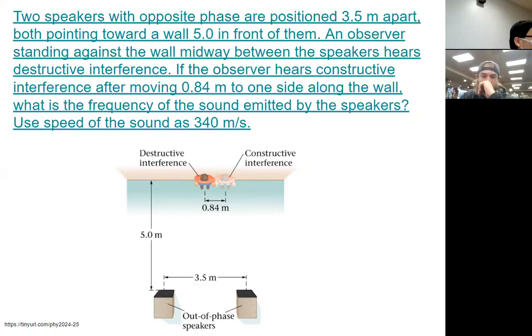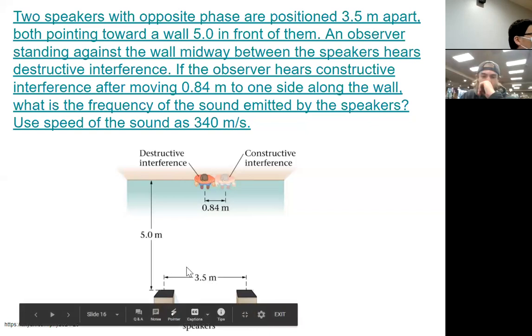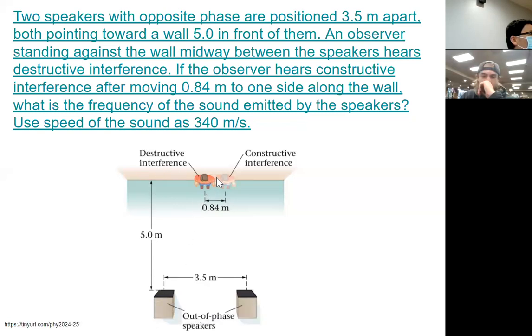However, this problem says these two are separated by 3.5 meters, and if you are standing against the wall, which is 5 meters away from the speakers, in the center here you hear destructive interference. Now you can move to one side, and then you will hear constructive interference, because at this location the waves will have peaks meeting at that position. So it will be constructive interference, all right? It's asking you what's the frequency of the sound emitted by the speakers.